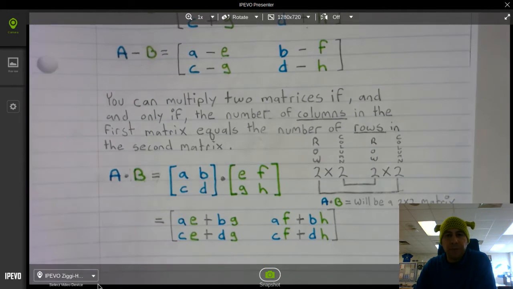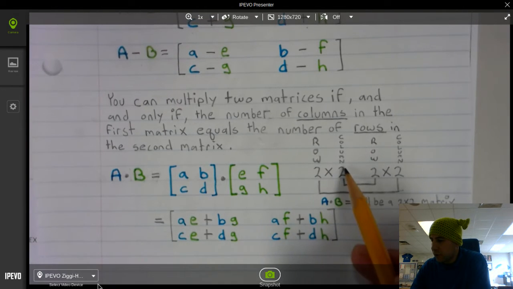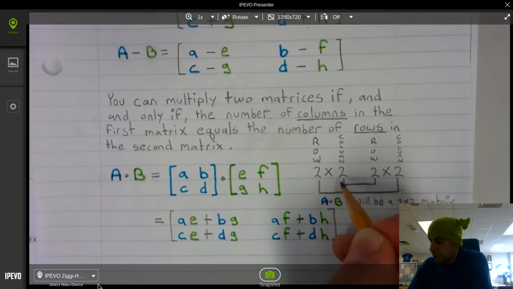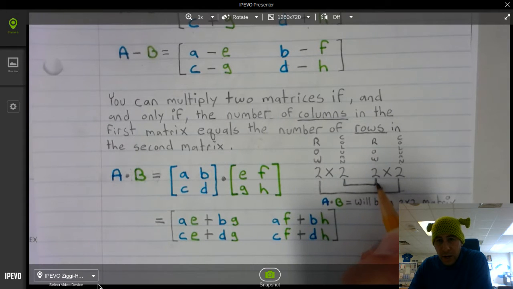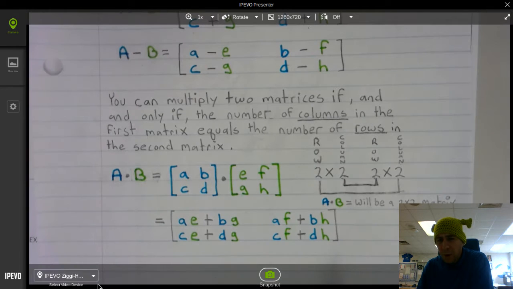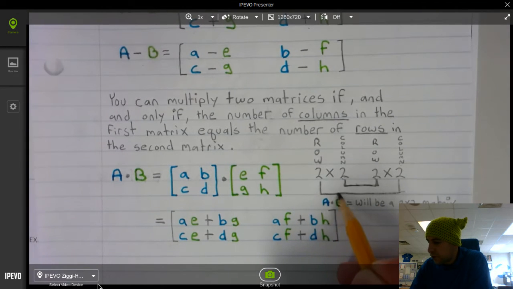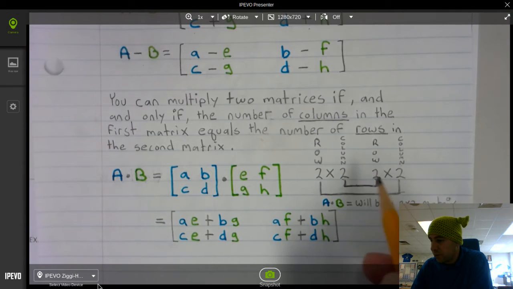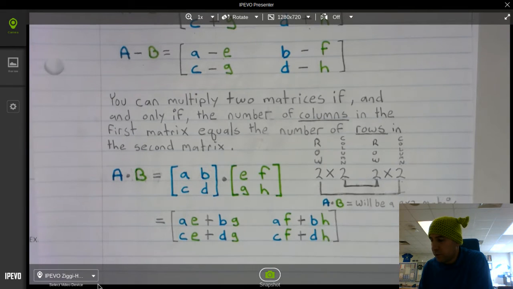Now you can multiply two matrices if and only if the number of columns in the first matrix equals the number of rows in the second matrix. So since A has 2 rows and 2 columns, and B has 2 rows and 2 columns, we look at the middle. So since the columns equal the rows, we can multiply the matrices. If these numbers aren't the same in the middle, then it's not possible because the number of columns doesn't match the number of rows. Okay, but they match, so we can multiply. What's also cool about when you write this is the outside numbers tell you the dimensions of the matrix after multiplied. So we know that we're going to end up with a 2 by 2 when we're done.